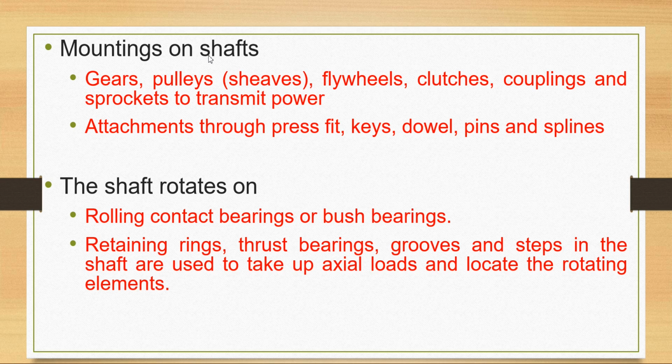The elements that can be mounted on the shaft are gears, pulleys, also termed as sheaves, flywheels, clutches, couplings, sprockets, and a lot of other elements that are used to transmit power. These elements are usually attached either by press fit or by using keys, pins, and splines. Whereas the bearings and retaining rings are used to support the shaft, and retaining rings especially are used to restrict the motion of the element on the shaft, so that the element will not slide on the shaft while there is power transmission from one point to the other.